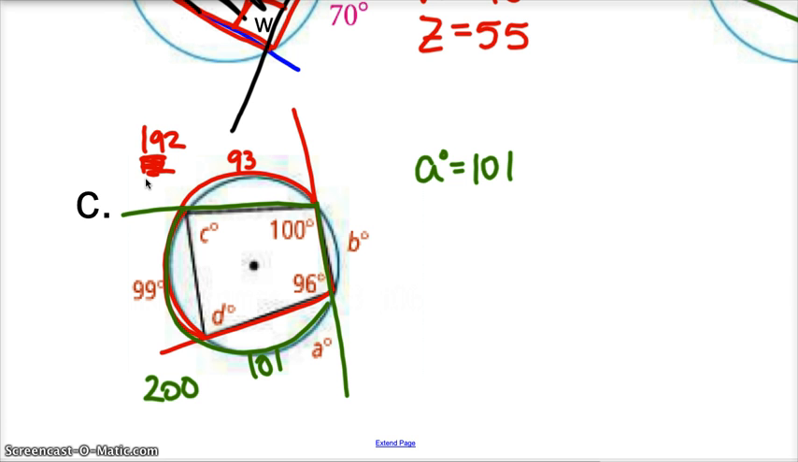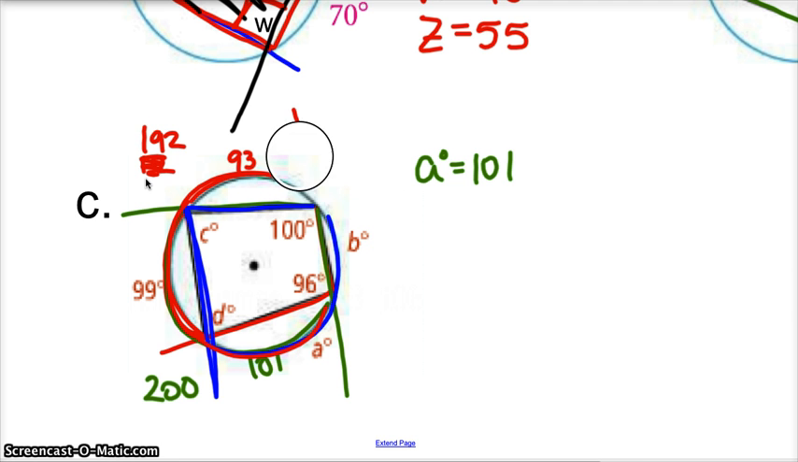What else can we use? C looks like as it extends, it gets part of this value here, which is 101, and part of B. I can figure out what B is because as I go around the circle, I have the 93, I have the 99, I have the 101. So if I add everything up and subtract from 360, I get that B ends up equaling 67.